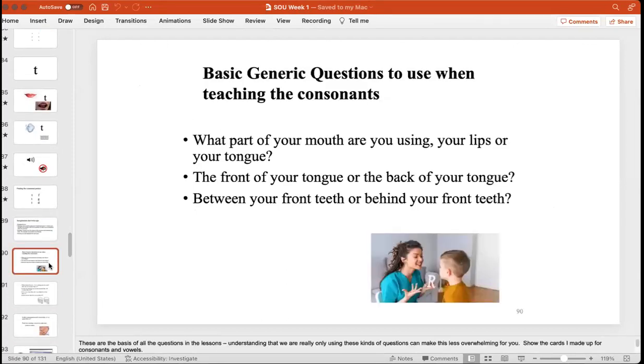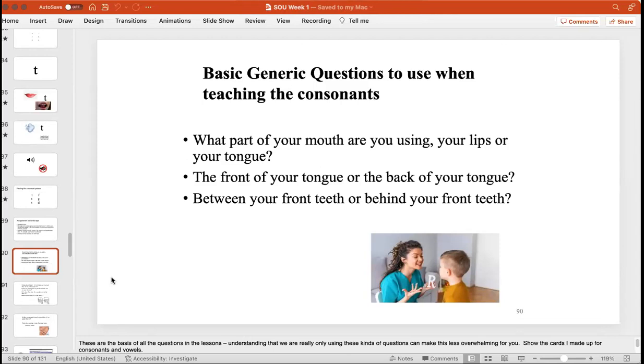Okay, so there are some real basic generic questions that you use when you're teaching all of the consonants. And we're going over this because as soon as we finish these few slides, I'm going to put you into groups and I'm going to have you teaching a partner a pair of consonants, working back and forth, working back and forth. So you want to have your cards with you or your book. But the cards are easier because they have the pictures on them.